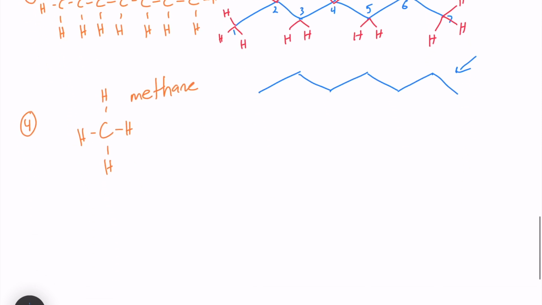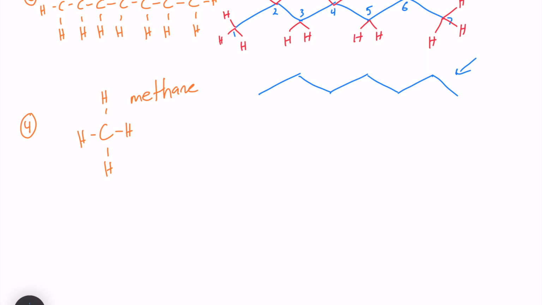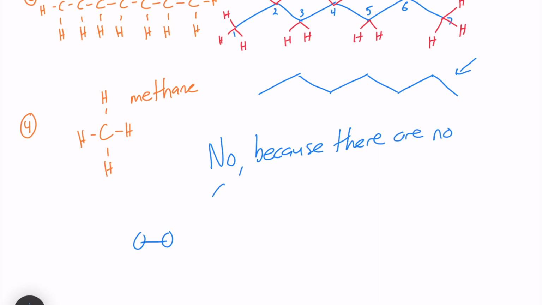Now, finally, you may ask, can I draw a line structure for methane? The answer is no, you cannot. The reason for that is because you only have one carbon, so you cannot actually draw something that looks like this, because this represents a carbon being at both ends of the bond. So no, because there are no carbon-carbon bonds.